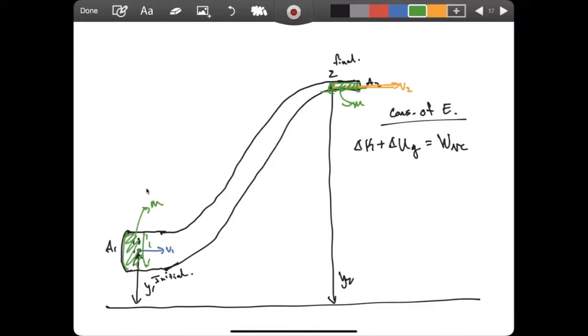And again, since it's incompressible, all this is going to happen in the same time frame of, say, delta t, which means the two masses are the same. So my final kinetic energy is going to be 1/2 the mass times the velocity v2 squared, minus 1/2 the mass times the velocity v1 squared. Now, we also have a gravitational term, so my final gravitational potential is going to be plus mgy2, because we have the mass, and that's going to be some height y2 above the ground, minus my initial, which is mgy1, and all that's going to be equal to the work done by the non-conservative force.